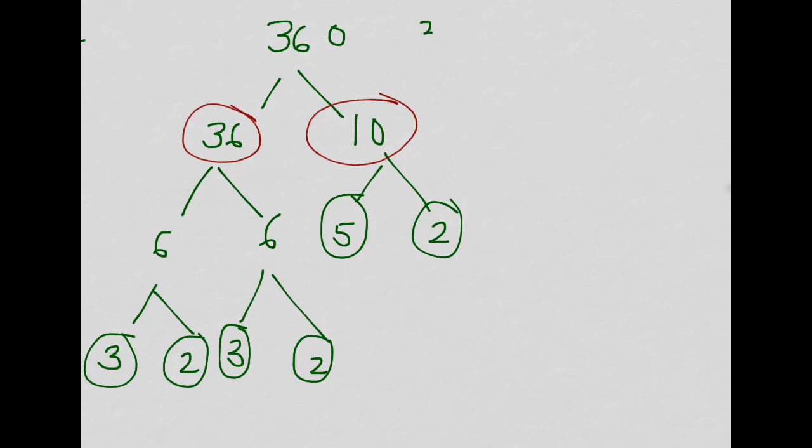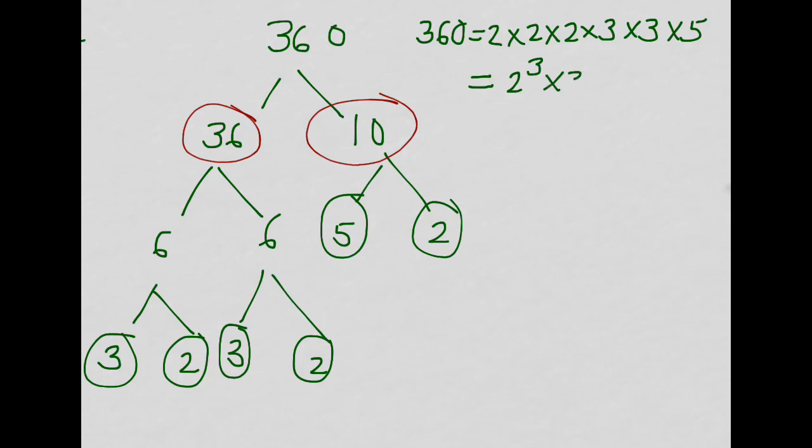So let's write this. 360 is equal to 2 multiplied by 2 multiplied by 2 multiplied by 3 multiplied by 3 multiplied by 5. And again, just showing you how that can be written in index form. It would be 2 cubed multiplied by 3 squared multiplied by 5. So there we go. Check both those off. If you got all three of those correct, well done. If you haven't, just review that video before we move on any further.